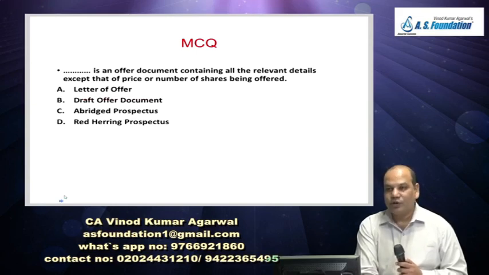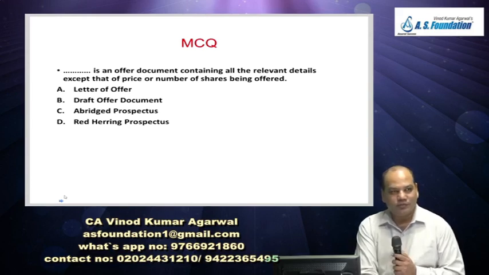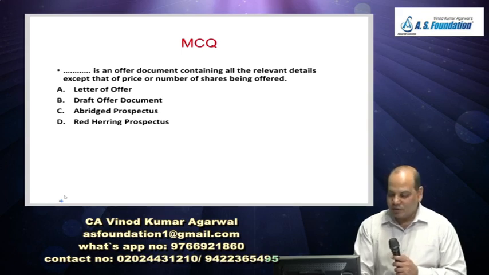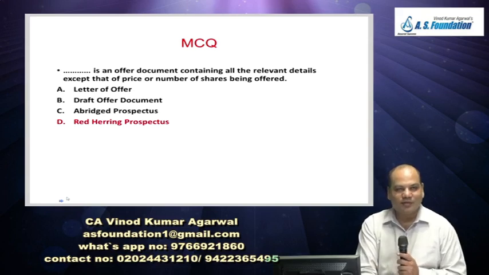Dash is an offer document containing all the relevant details except that of price or number of shares being offered. Letter of offer, draft offer document, abridged prospectus, red herring prospectus. The right answer is yes. Student is saying red herring prospectus. ChatGPT is also saying the same. One more chance, okay?